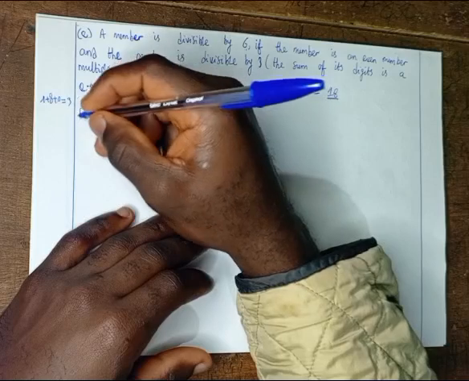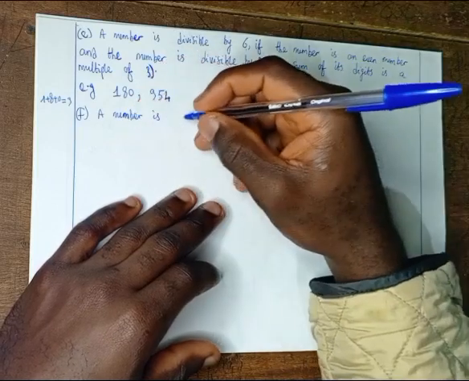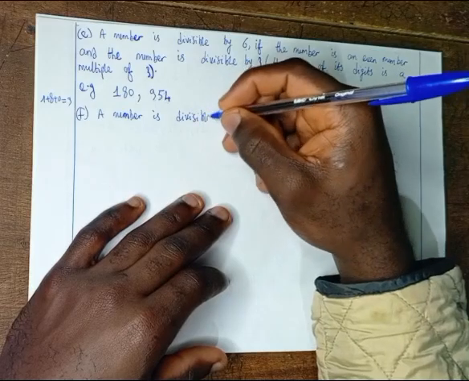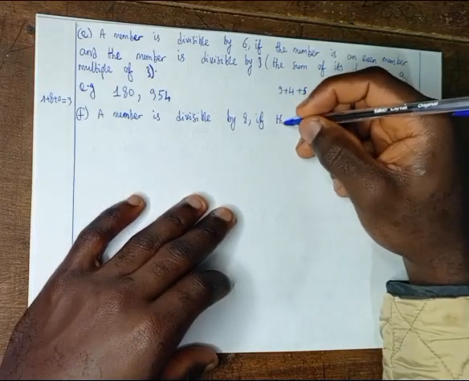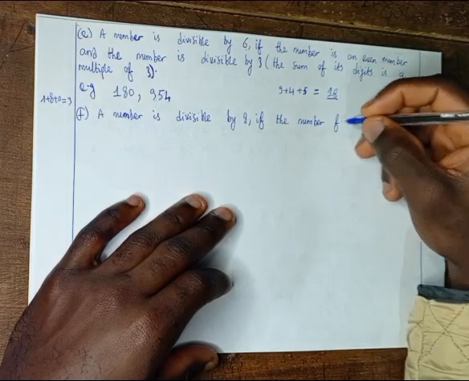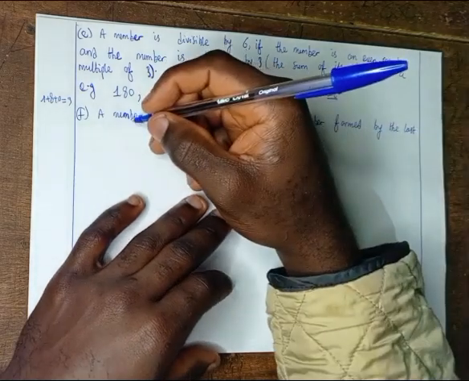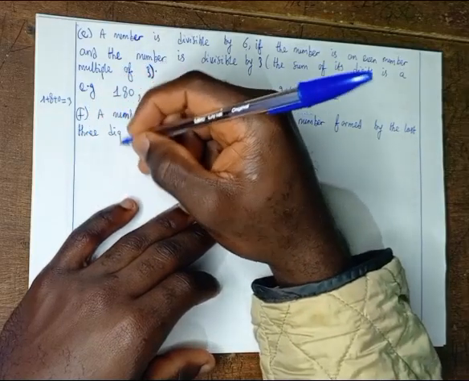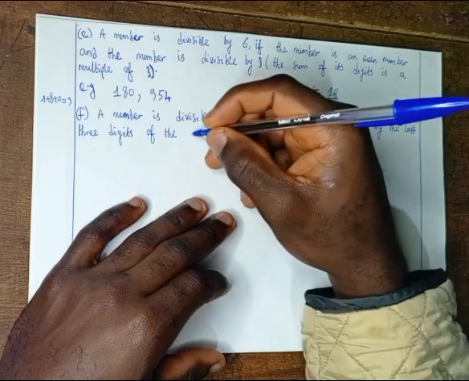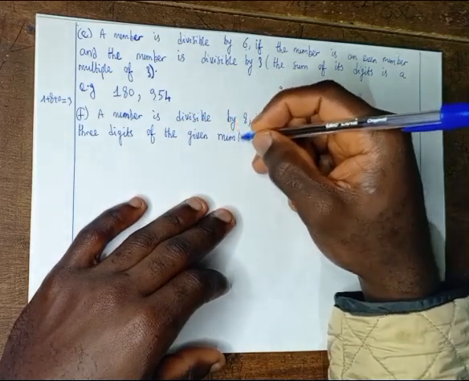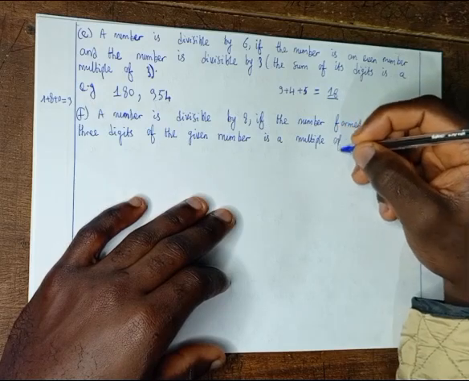Now we go to F. A number is divisible by 8 if the number formed by the last 3 digits of the given number is a multiple of 8.